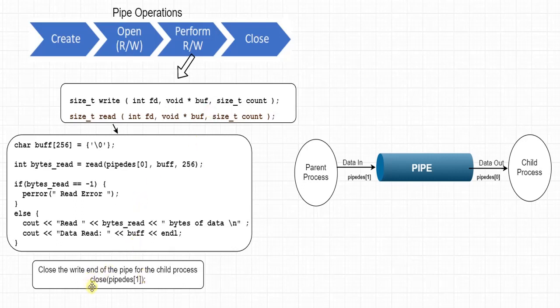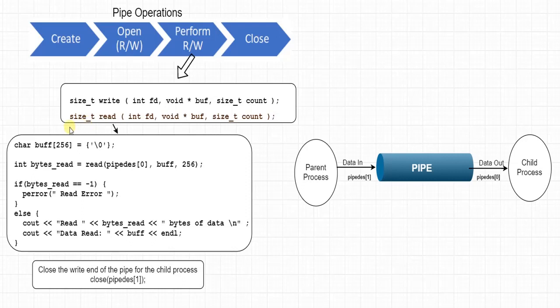This is being done by the close of pipe descriptor of 1, which is the right end of the pipe for the child process. Now Linux provides the read system call, which is similar to the write system call. The read system call helps to read the data from a particular file descriptor into the buffer. The number of bytes to be read is specified by the count variable. On successful read, the read system call returns the number of bytes read, and -1 in case of failures.